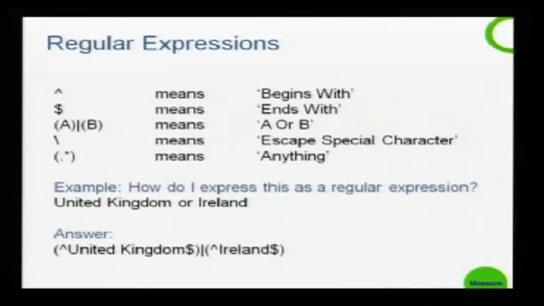You've got the caret symbol, which means begins with. You've got $, which means ends with. You've got pipe, which means or, so A or B. You've got the slash, which will escape a special character. So let's say you genuinely want dollar to mean dollar and not ends with, then you need to escape the dollar symbol. And then dot star catches every character, every number. So if I wanted to express United Kingdom or Ireland as a regular expression, I could do caret United Kingdom, dollar, pipe, caret Ireland, dollar.